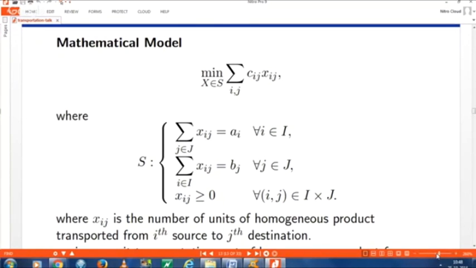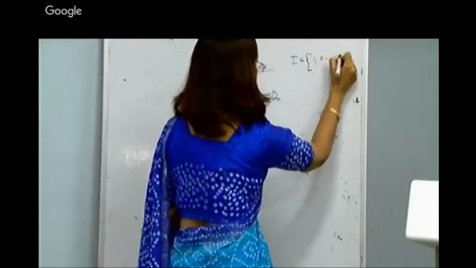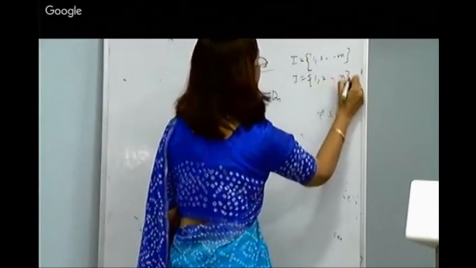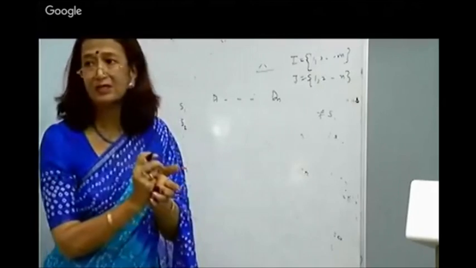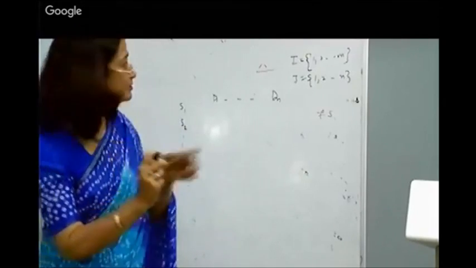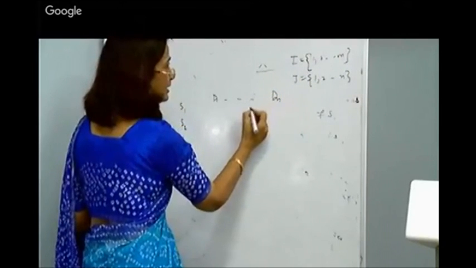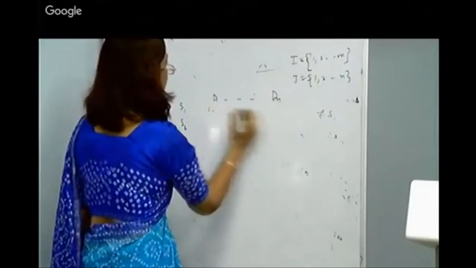Suppose you have M sources and N destinations. So my index set of sources I'm taking as M, and the index set of destinations I'm taking as N. So I have M sources and N destinations, as it suggests, right? So capitalize for that, and you have it like this.